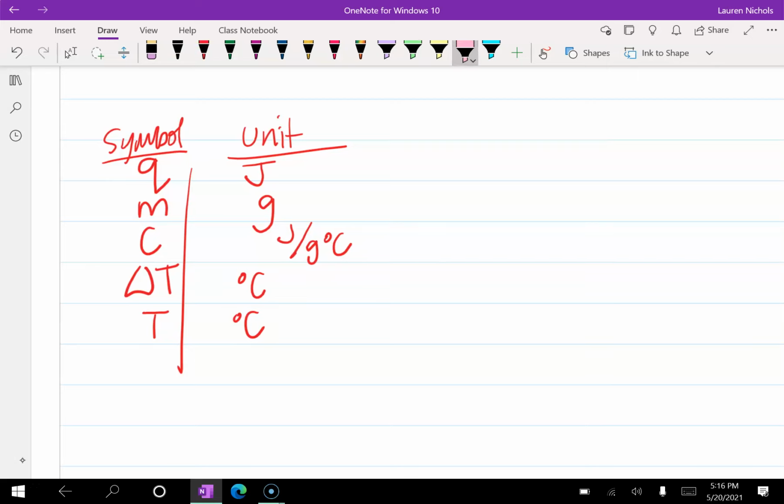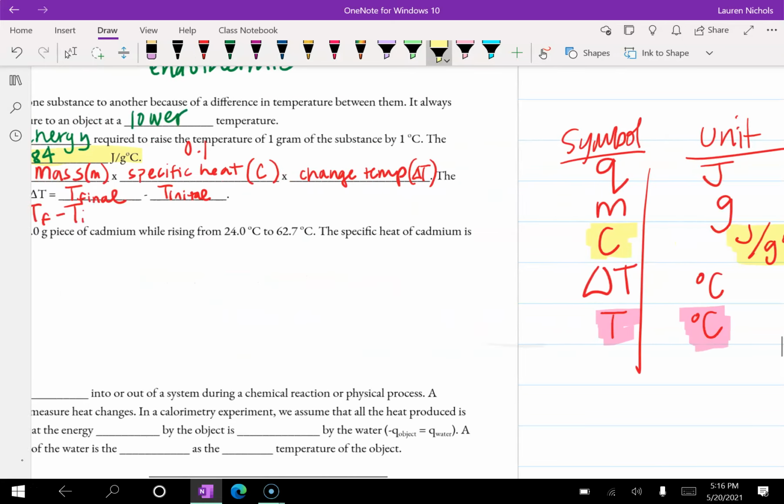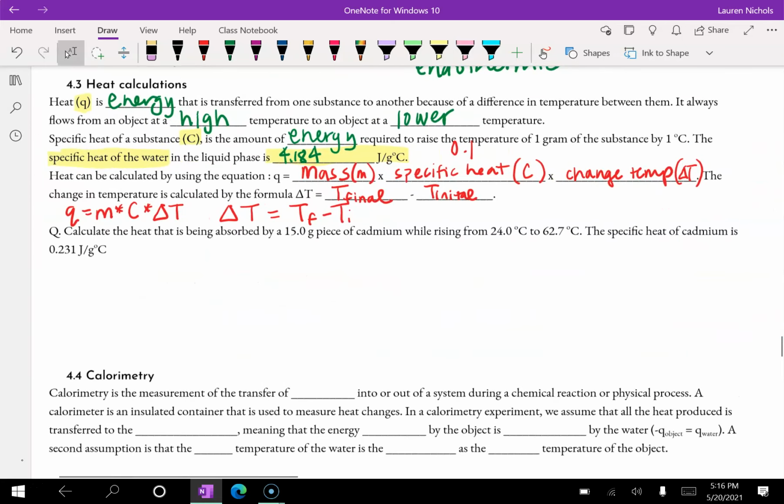Now, keep an eye out and don't get tricked by this. If you see degrees Celsius, that means it's temperature. But if you see a capital C, then that's talking about joules per gram degrees Celsius, and it's something different. So that degrees, the little circle, makes all the difference. So as we look at our example question, it says calculate the heat. Okay, that's what they want us to do. We know that heat is Q. So that's what we need to know.